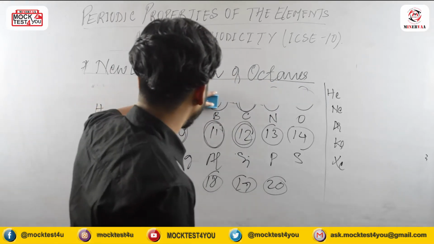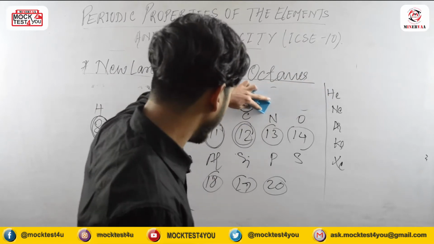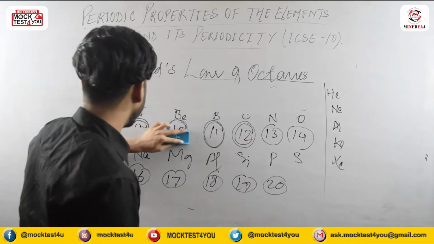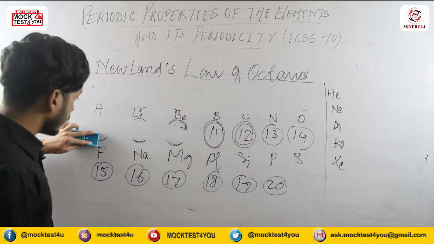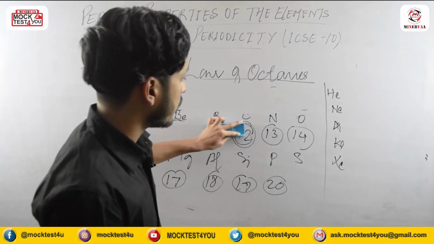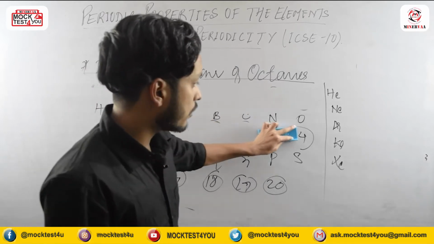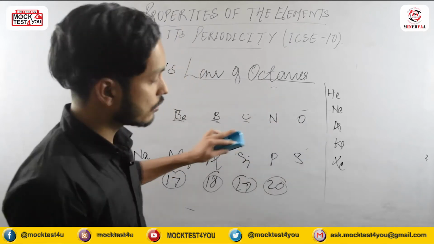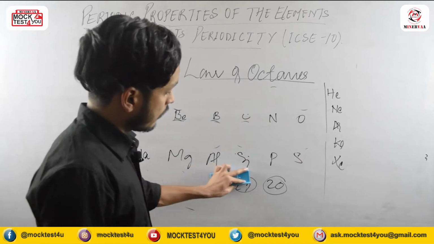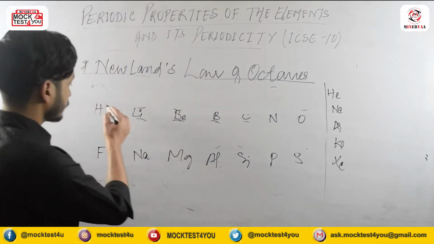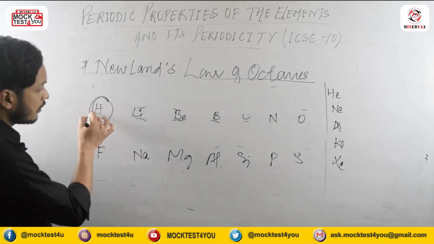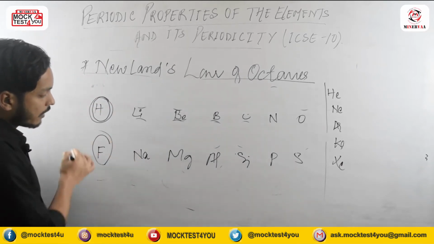As we all know, when you look at the properties of hydrogen, they are similar to those of fluorine. The position of hydrogen is still debatable, because it resembles the properties of both alkali metals and halogens. That is why we can say the position of hydrogen is still debatable. When you see hydrogen and fluorine, they have the same chemical property.